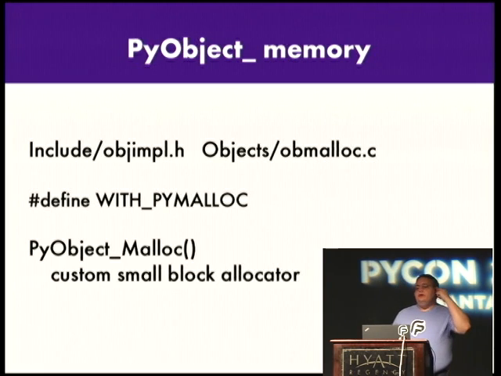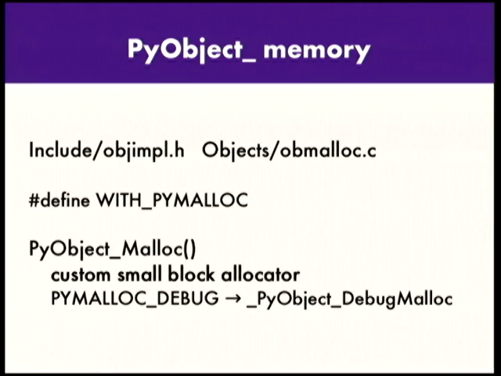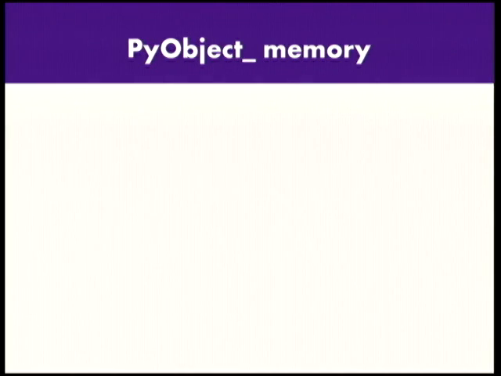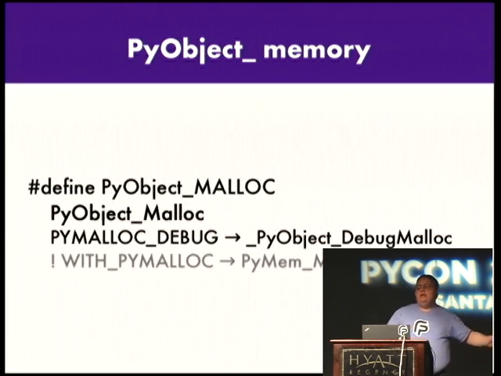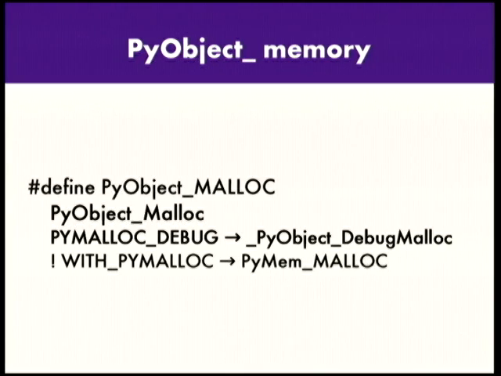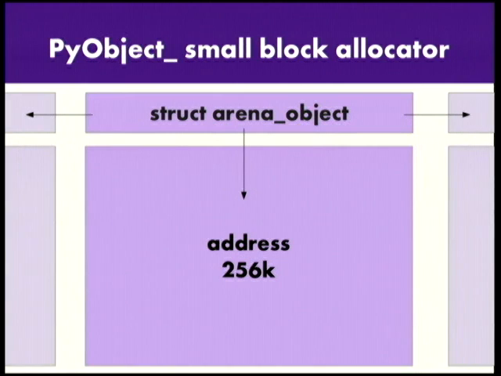The main C function you're going to use here is PyObject_Malloc, which is the implementation of a custom small block allocator for Python. And I'm going to go into a lot of detail about how that works because it's really neat. However, if you have PyMalloc debug turned on, then this calls into PyObject_DebugMalloc, which again is talking to our friend, the mini Valgrind inside. There's also a preprocessor define called PyObject_MALLOC in all caps, which does just what you would want it to do. It normally calls PyObject_Malloc. If you have PyMalloc debug turned on, it calls that one. And if you have PyMalloc turned off, then it calls into PyMem_MALLOC, which is the preprocessor macro over malloc.